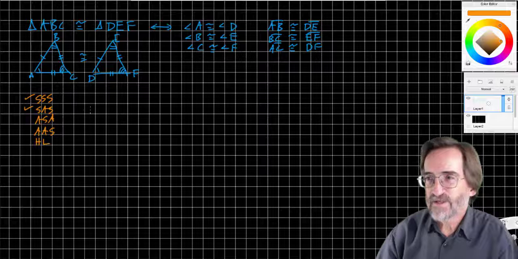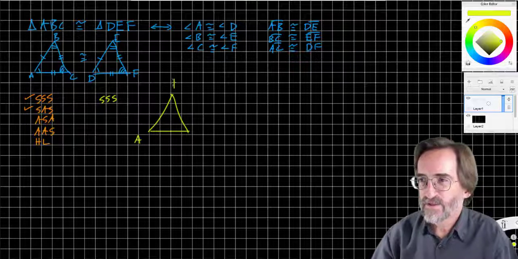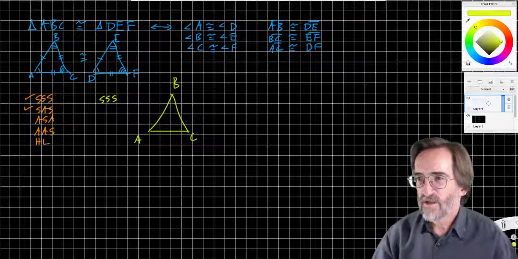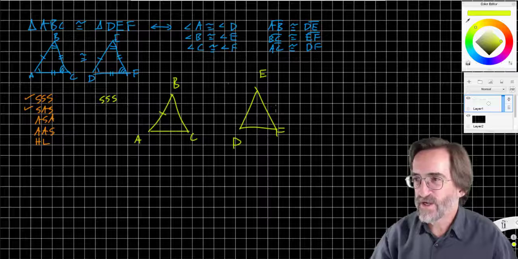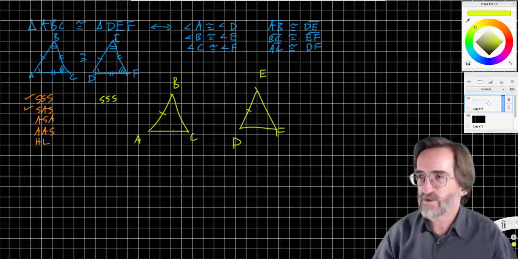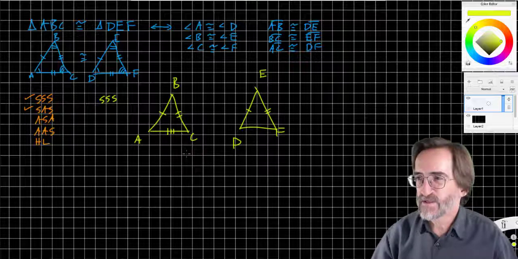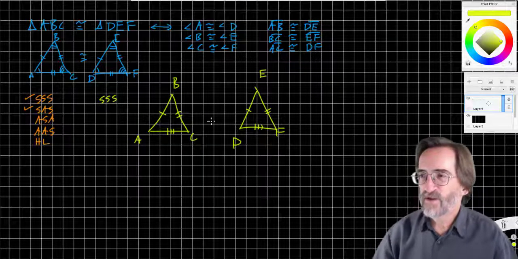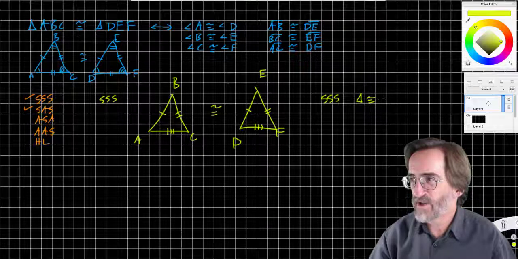Here's what the side, side, side postulate says. If you have 2 triangles, ABC and DEF, and you happen to know that the sides are congruent, AB is congruent to DE, BC is congruent to EF, and AC is congruent to DF, then you know the triangles are congruent. And that's called the side, side, side triangle congruence postulate.